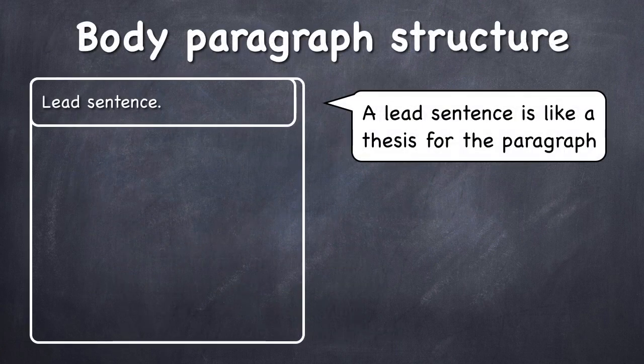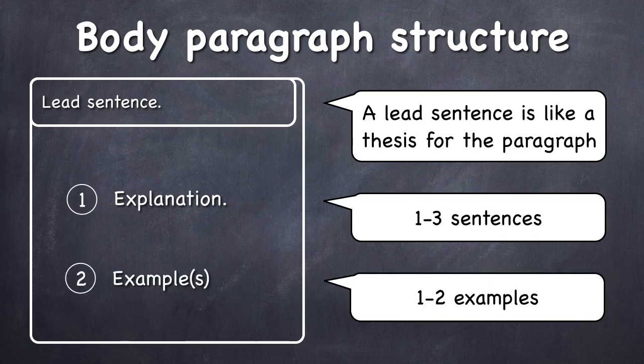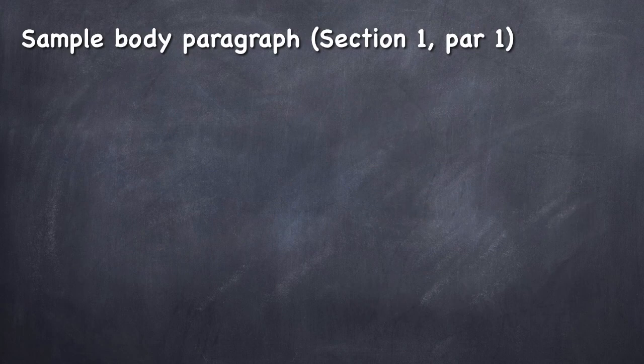Since the body of the essay consists of paragraphs, let's take a look at how a body paragraph is structured. We begin a body paragraph with a lead sentence, and a lead sentence is like a thesis for the paragraph. Next, we have an explanation. This would be the next most general statement in the body paragraph. And finally, we present examples, and examples are the most specific part of a body paragraph. Let's do an example. Here's our sample body paragraph.